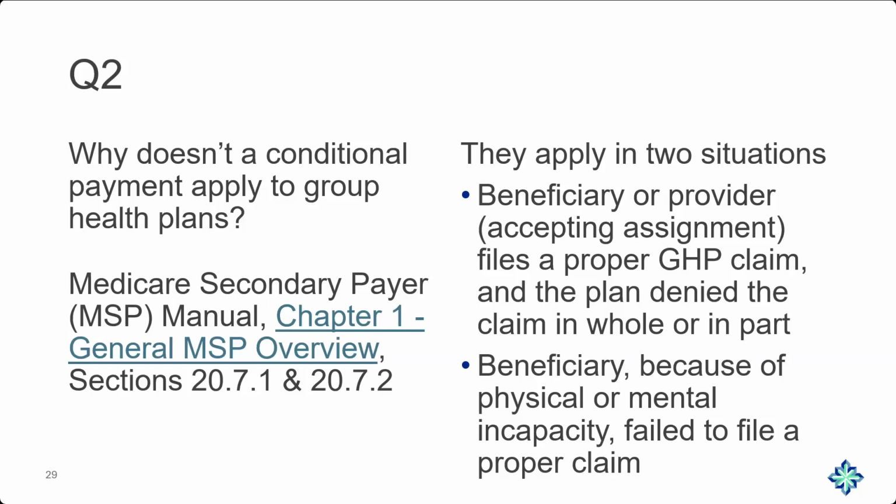Also, the beneficiary has a physical or mental inability and they cannot help you file a proper claim. Document that. That's important because if that happens, we can give you a conditional payment while you try to figure things out. But without that documentation as to what the physical or mental incapacity is, we're kind of stuck. So we want to make sure that you have that documented properly within your documentation.